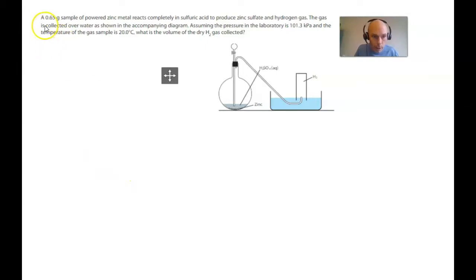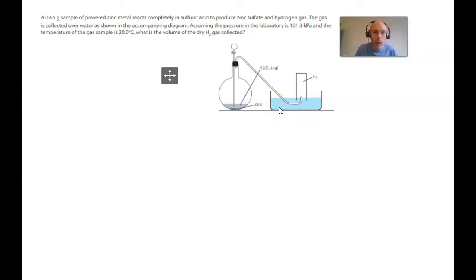Lots going on in this problem. We've got a 0.65 gram sample of zinc reacting in excess sulfuric acid. It doesn't say that, but that's presumptive, to produce zinc sulfate and hydrogen gas. The hydrogen gas is collected over water, as shown in the diagram. The atmospheric pressure in the lab is 101.3 kilopascals. The temperature of the gas collected, the water, the room is 20 degrees Celsius.